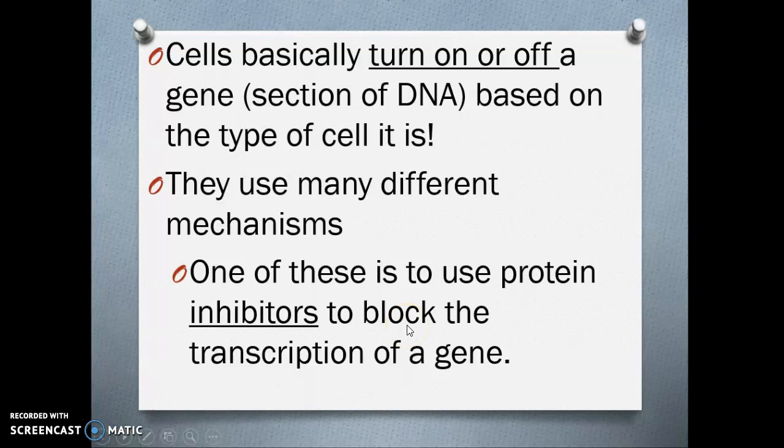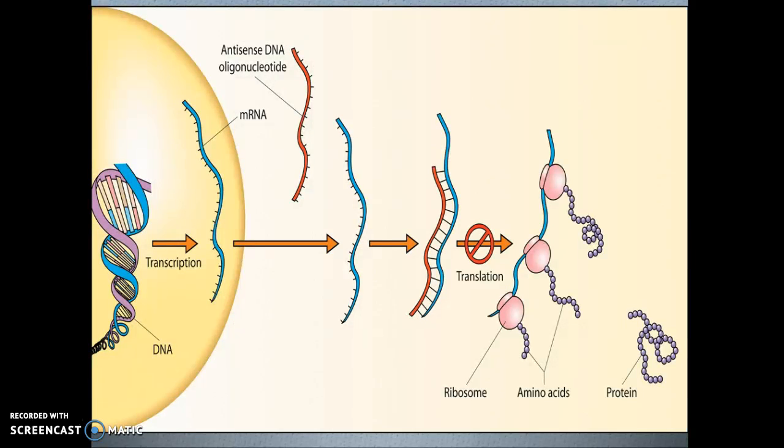There are other different mechanisms that you can use for that. However, I just want you to know that one way that we turn off a gene is known as a protein inhibitor. So this is a very sophisticated picture of what's happening. So here's transcription, here's DNA, here's mRNA. If we're making a protein, it would go DNA, mRNA, all the way to protein over here in translation.